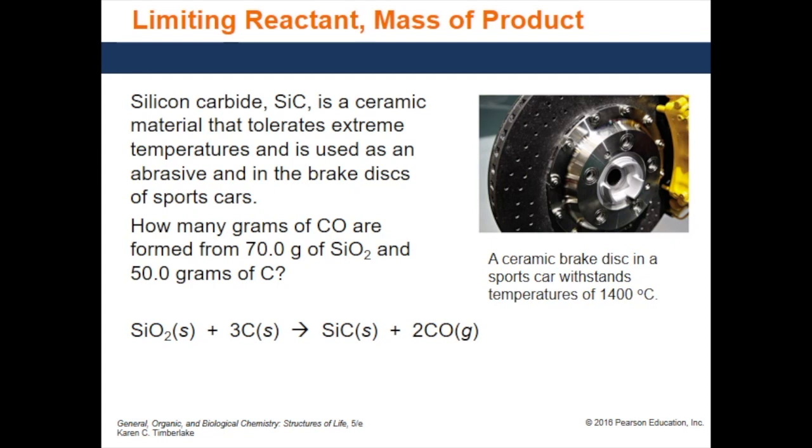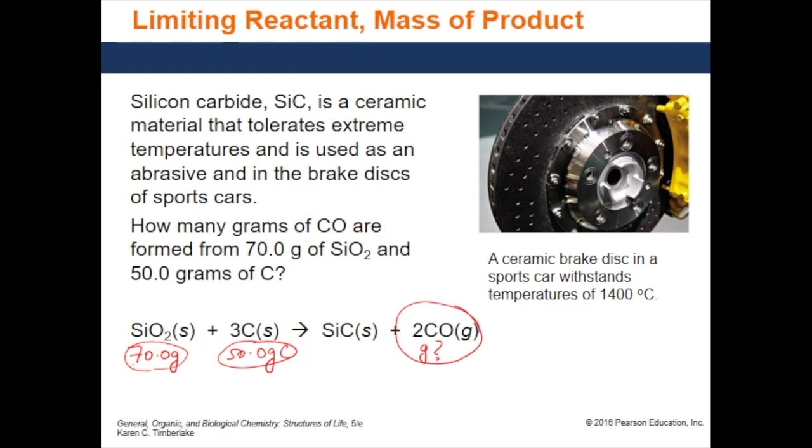So this is the reaction given to us. The question is how many grams of CO are formed from 70.0 grams of SiO2 and 50.0 grams of carbon. So basically two reactants are given to us, and the question is asking how many grams of one of the products will be produced. So again, this is a question of limiting reactant.